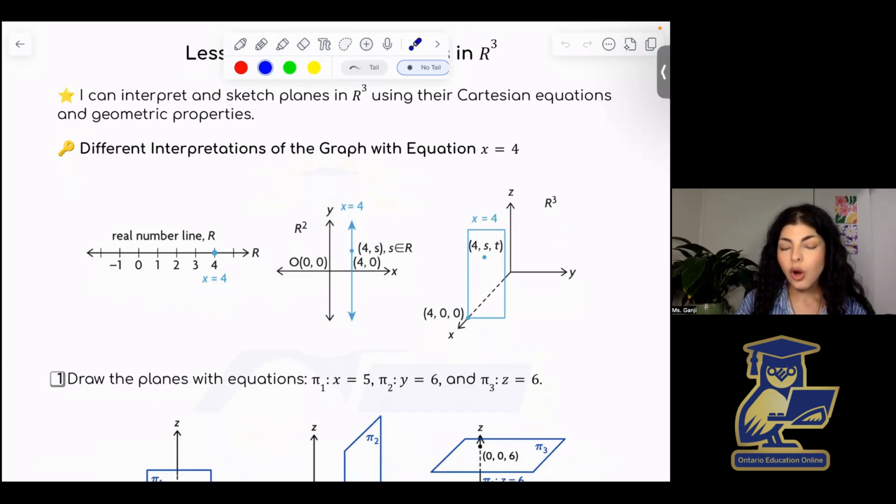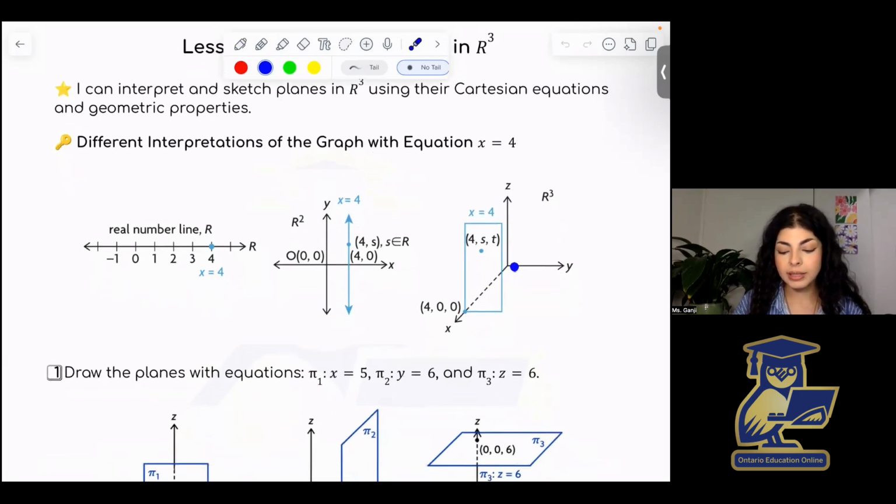Now, in R cubed, we have another axis, which is our z-axis here. So when you have x is equal to 4, that means, again, that your x component for any point will be the same, which is 4. And in this case, you will have a plane. This plane is parallel to the zy plane, as you can see here.